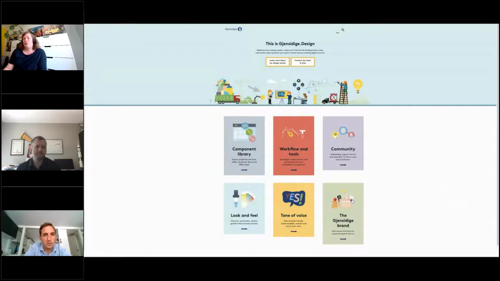This is a screenshot of our design system. You see it has a few different sections. It has a component library, obviously, but it also has workflow and tools for designers, editors, and developers. It's community, and it's look and feel and tone of voice, like you would find in an old profile guide document somewhere.